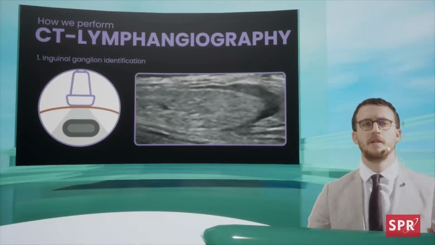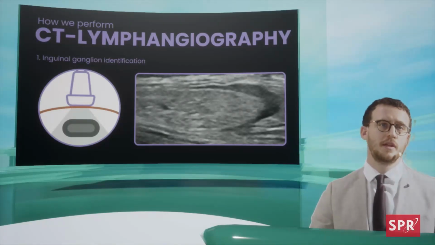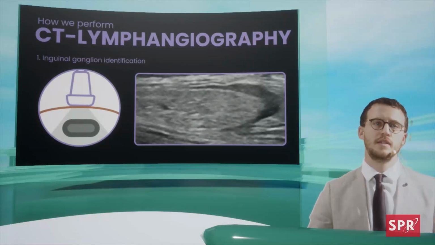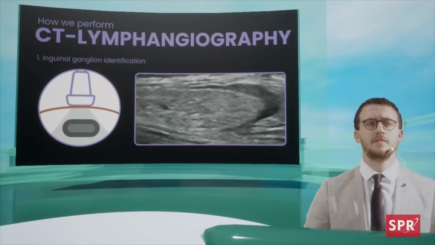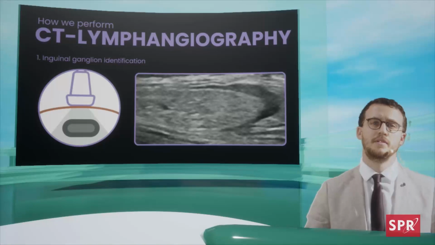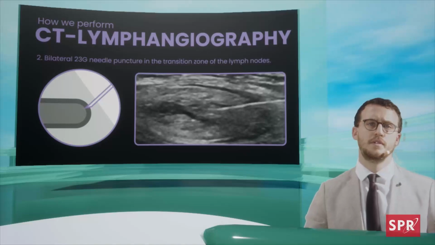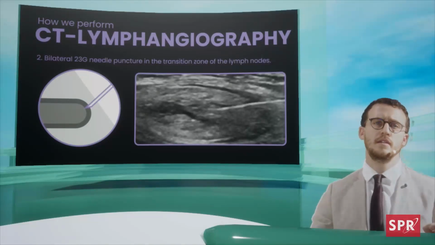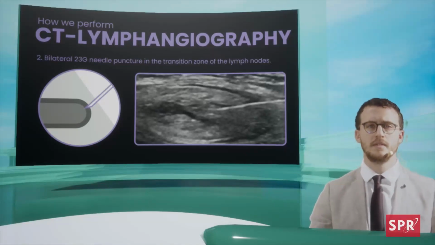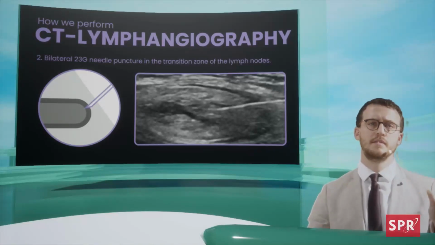So how do we perform a CT lymphangiography? I know maybe you've heard about the MRI lymphangiography. We do a similar procedure. We take the ultrasound machine into the CT scan. We perform an ultrasound in both inguinal regions to find the best inguinal ganglion. There's an example of one of them. Then comes one of the trickiest parts of the procedure. We take a 23 gauge needle and do a puncture that needs to be exactly in the transitional zone of the ganglion. This is really important. The needle usually is a spinal needle, so it's a really long and thin needle.